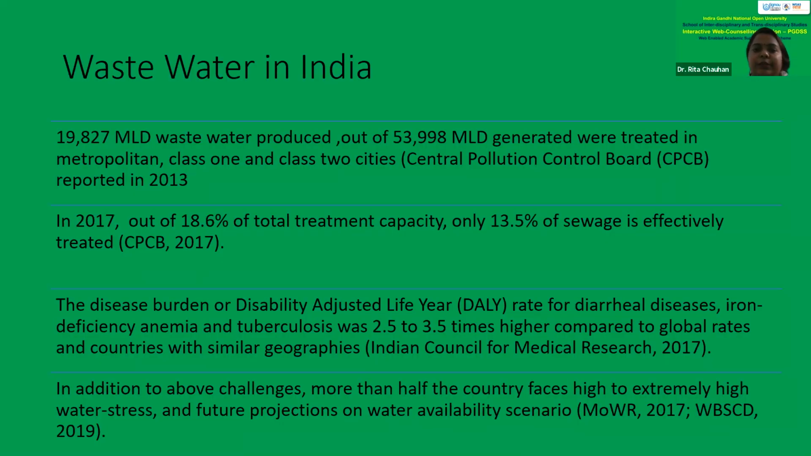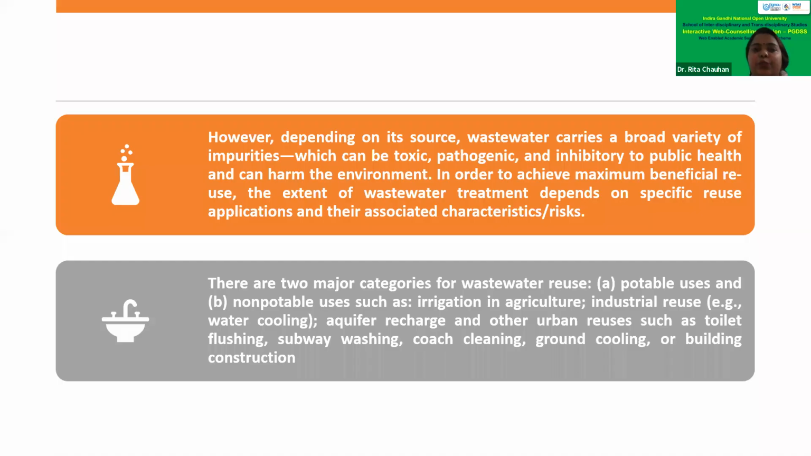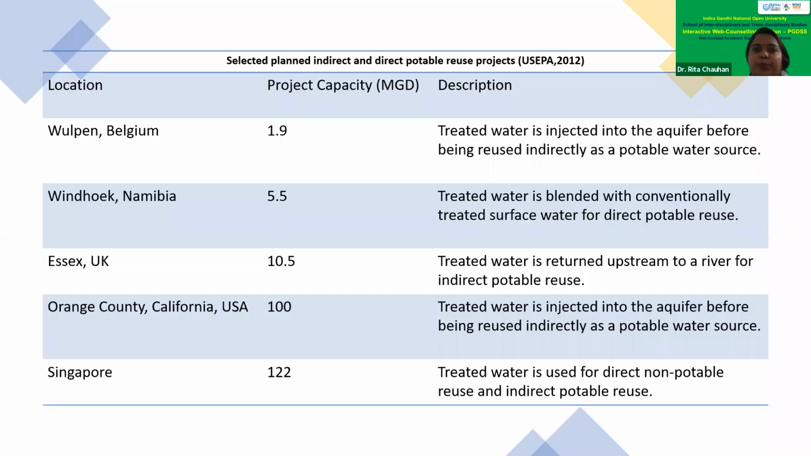These are some of the wastewater treatment situations. These are again wastewater, and how we can treat it, from the potable and non-potable point of view. This is an example given by US EPA of how water has been used for direct or indirect potable as well as non-potable reuse. Non-potable reuse can be for irrigation purposes, or it is often injected into the aquifer to be reused. This is one of the project examples.